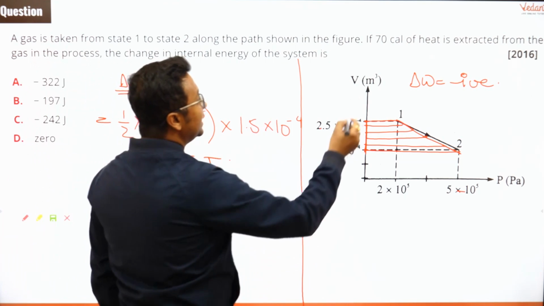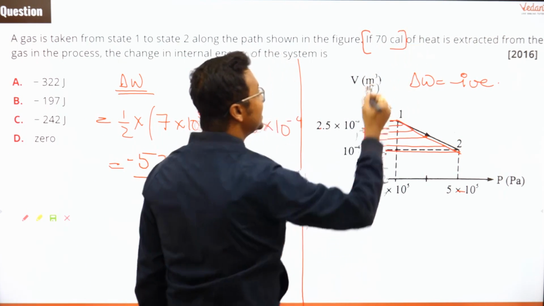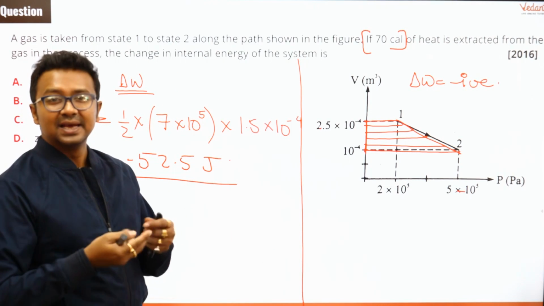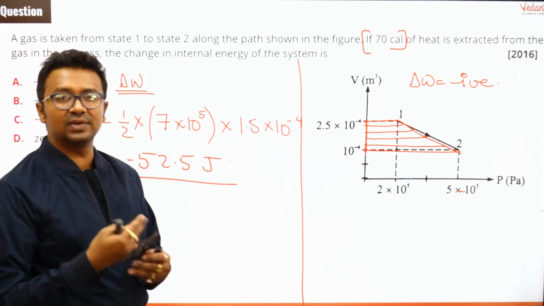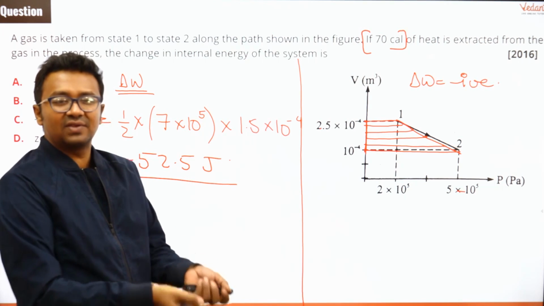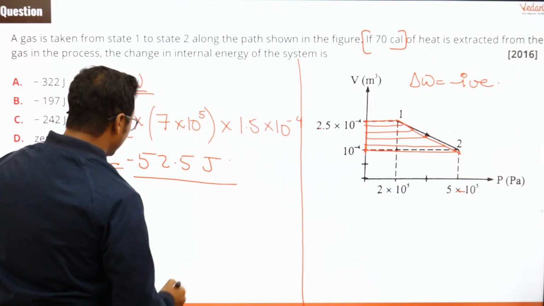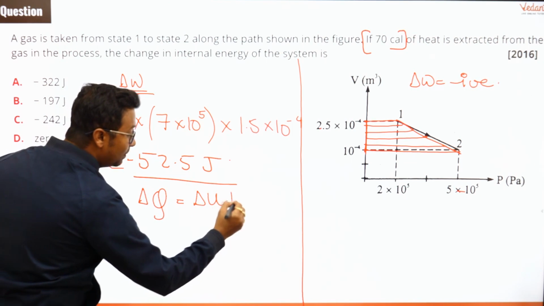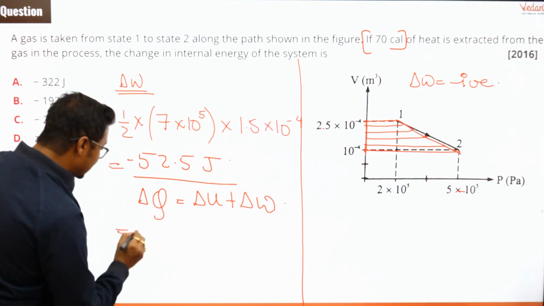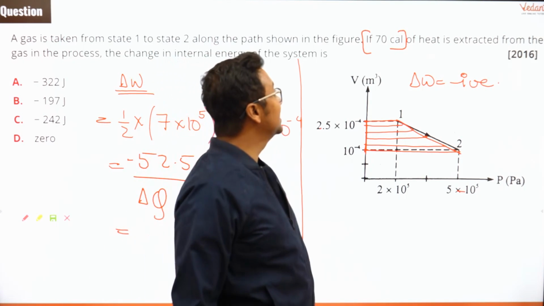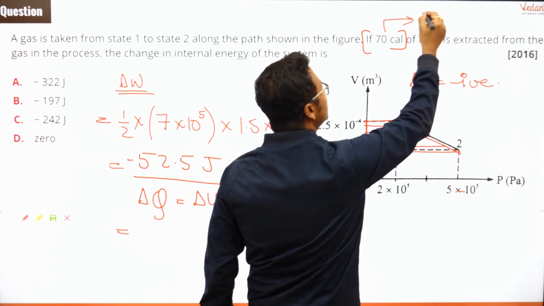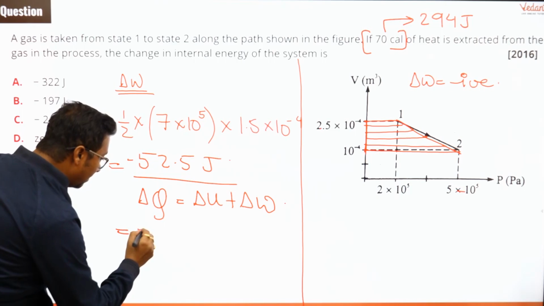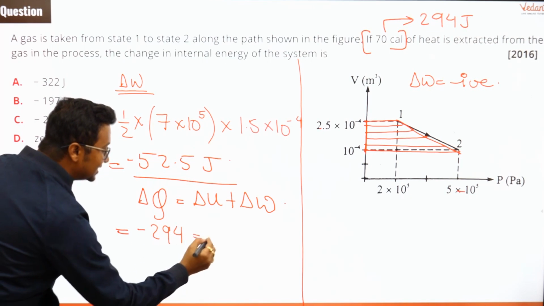Clear? And in this process, 70 calories of heat is extracted. We have not provided it, it is extracted from the system. Since it is extracted from the system, it is definitely negative, because we have taken it away. So now the first law of thermodynamics is valid here, that is delta Q equals delta U plus delta W. So 70 calories is equivalent to how many joules? It is approximately 294 joules. Clear? And you put it minus 294 because we have extracted this heat from the system.